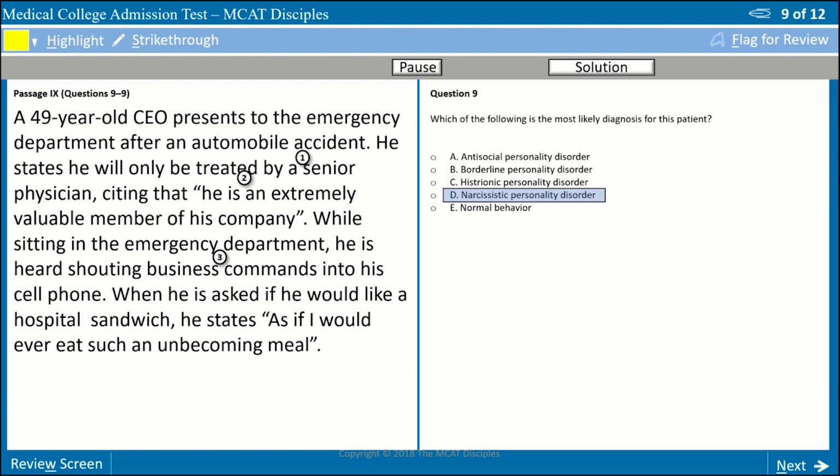He's shouting business commands into his cell phone, making sure everybody can hear him. Oh, that's haughty behavior. That's arrogant. That's disdainful. And finally, he says, as if I would ever meet such an unbecoming meal, raising his nose and saying, huh, please. That's a big time haughty behavior. That's narcissistic personality disorder.